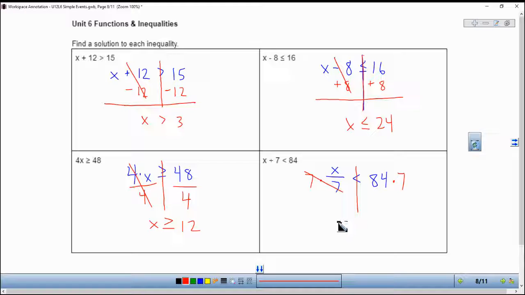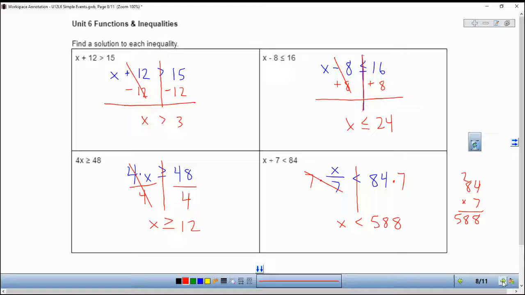7 and 7 cancel out, and x is going to be less than, well, I don't know that off the top of my head. So 84 times 7. Again, you'll be able to use the calculator on the test, as I've said before. 7 times 8 is 56, plus 2 is 58. So it looks like we get 588. x has to be less than 588 for that to be true. So anything less than that. 0 would work. 0 divided by 7 is 0, which is less than 84, so that would work.